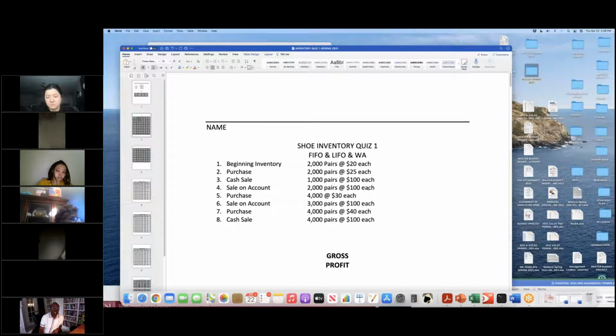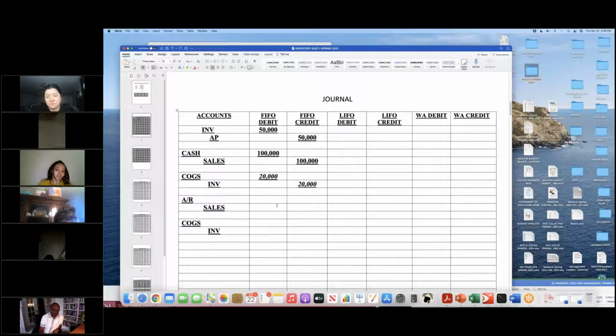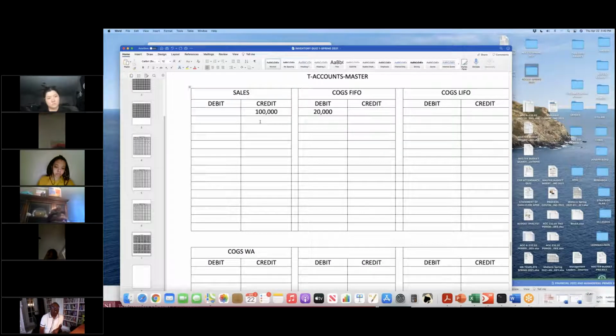I'm selling 2,000 at 100. How much am I gonna get? 200,000. So you're gonna get 200,000. And since we got that sales account involved, we come down here and put the 200,000 in.